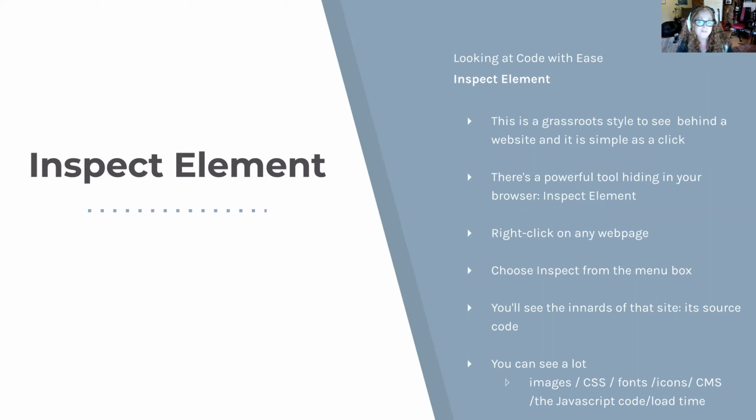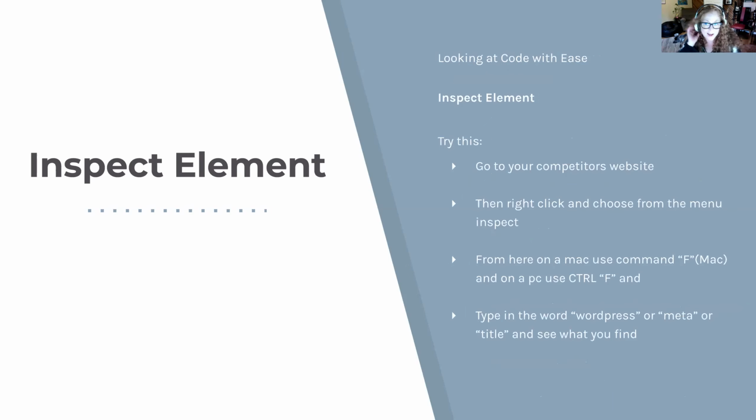This is the first way I learned to look up people's stuff. We're going to see the innards of the site's code. We can see images, fonts, formats, JavaScript code, all the stuff you don't want to see, but we can do Command F and we can find the meta and the title and is it WordPress?